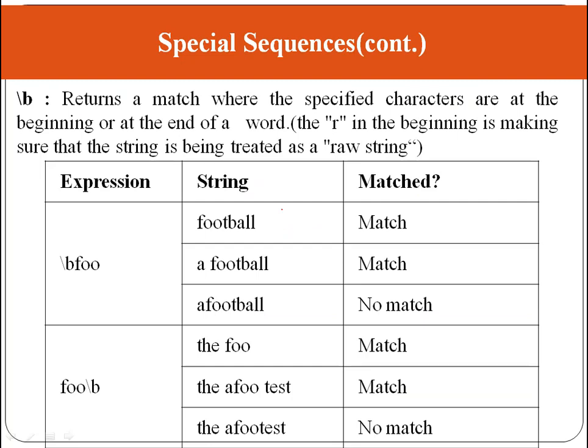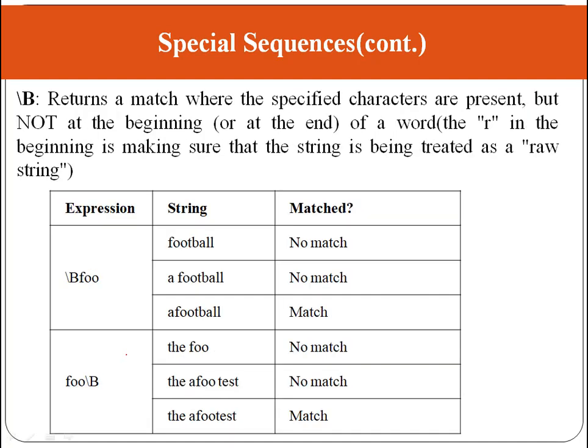How to use slash b? It returns a match where the specified character is at the beginning or end of the word. So here you are using foo. So foo is at the beginning, so match, right? Here it is in the beginning of the word, it is in between the word, it is the end of the word, right? Because you have used this slash b at the end.